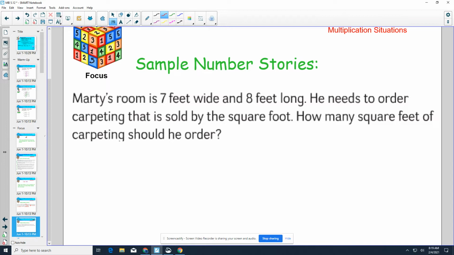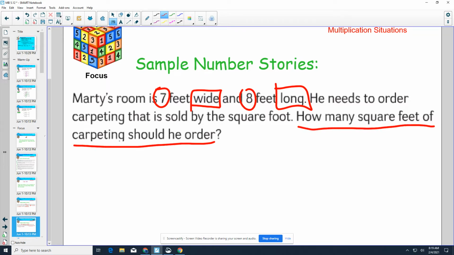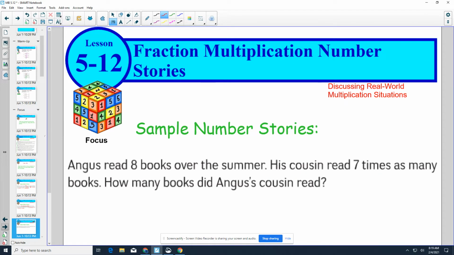Marty's room is 7 feet wide and 8 feet long. And I see width, wide, and I see long, which tells me that I'm going to be doing area, right? And it also says how many square feet, and if you remember, square feet or square anything means area. So I can see there that I'd be doing 7 multiplied by 8 to get to my 56.